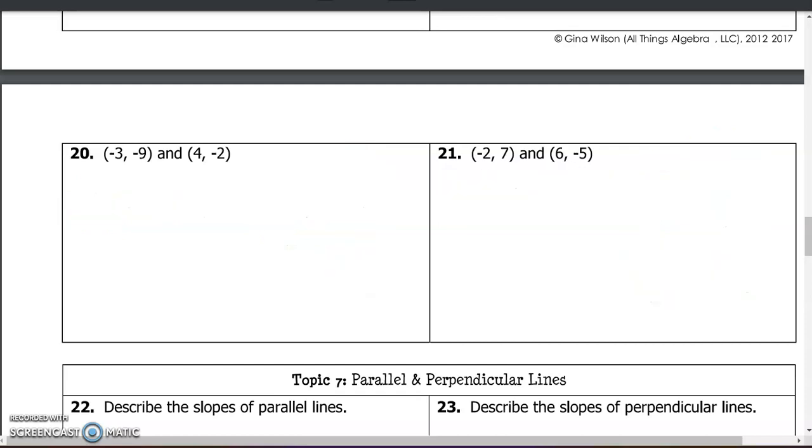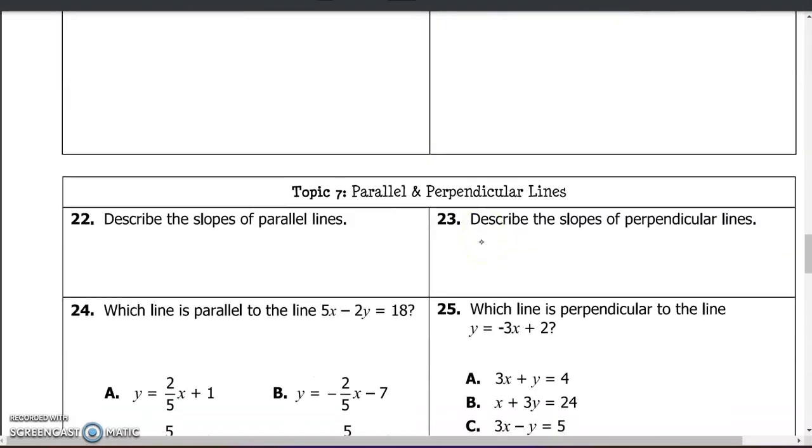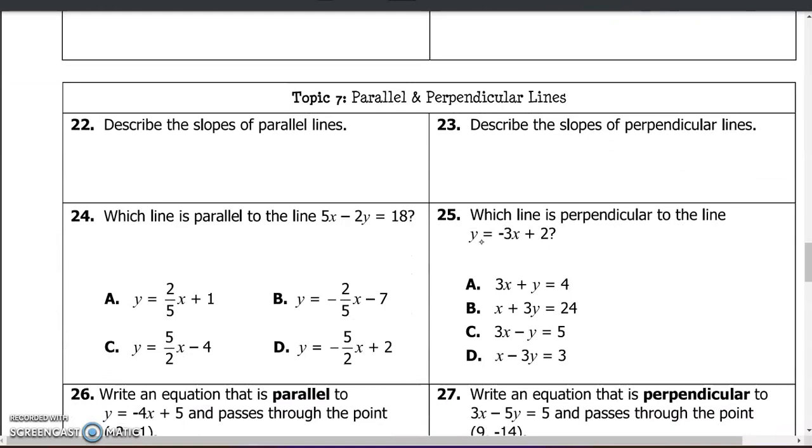So now let's go ahead and scroll down here. Now we're working on parallel and perpendicular lines. The first two questions are just making sure you understand how they work. So describe the slopes of parallel lines. Well, if you remember from our notes, parallel lines have the same slope.